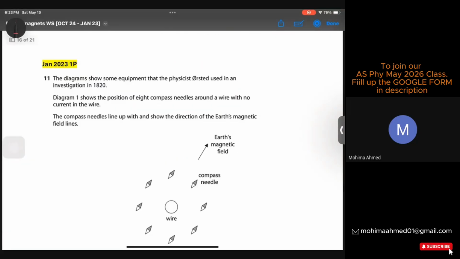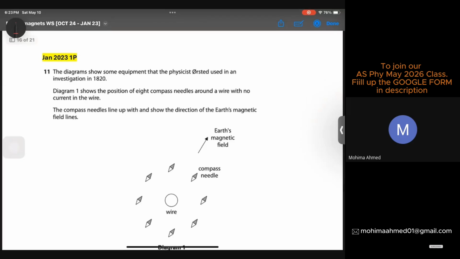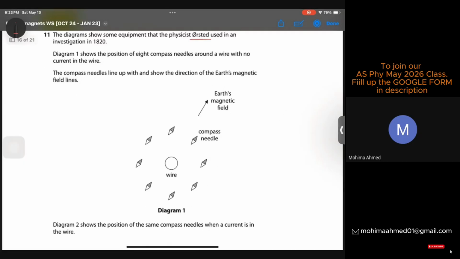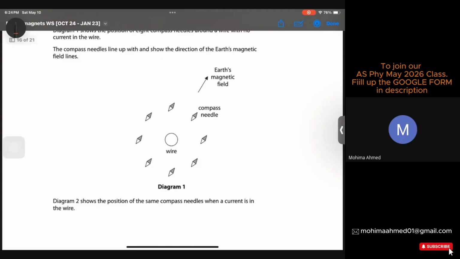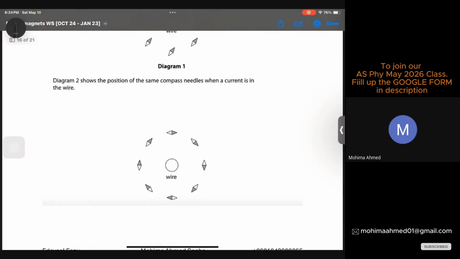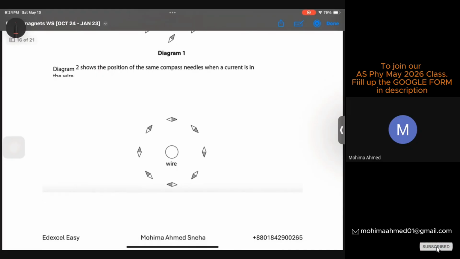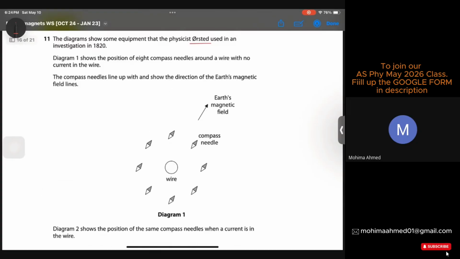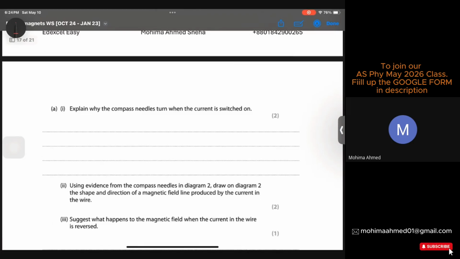The diagram shows some equipment for the physicist. I think there's a typing error or something. The physicist used it in an investigation in 1820. Diagram 1 shows the position of 8 compass needles around a wire with no current. No current in the wire. The compass needles line up with and show the direction of the Earth's magnetic field lines. Diagram 2 shows the direction of the compass needles when a current is in the wire. The current is now in the wire, and this explains why the compass needles turn when the current is switched on.